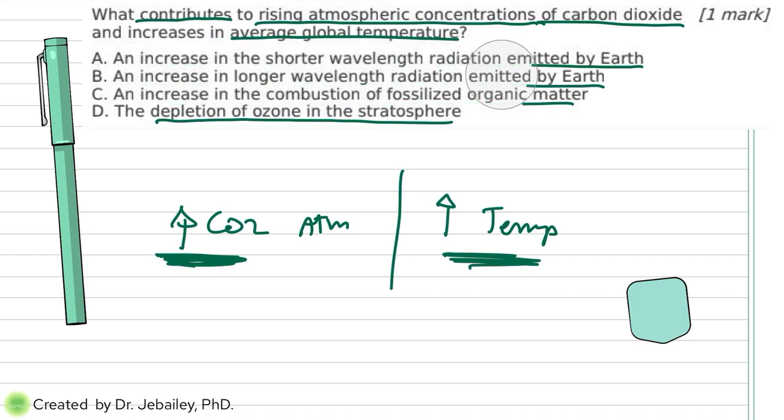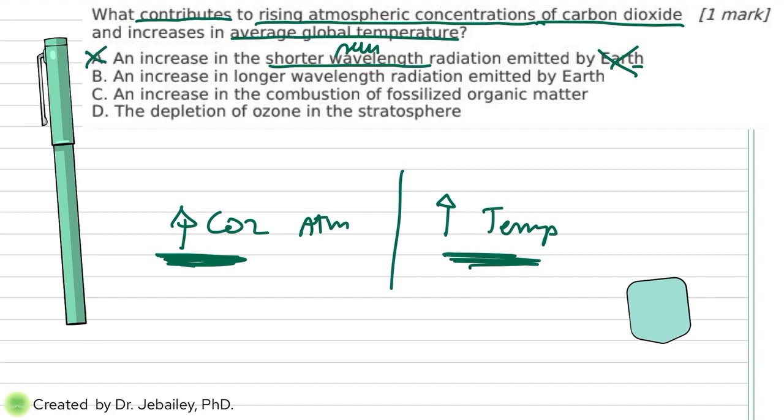I'm going to erase again so I can give you a clearer view. Now, they're asking what makes the CO2 in the atmosphere increase. And once again, it's just about increasing the CO2 and increasing the average temperature. So the first option is an increase in shorter wavelength radiation emitted by the Earth. First of all, shorter wavelength is released by the sun, not by the Earth. So the first one is off.